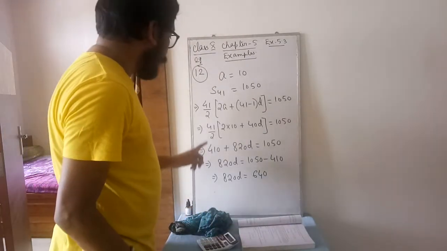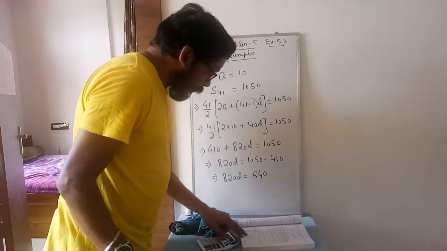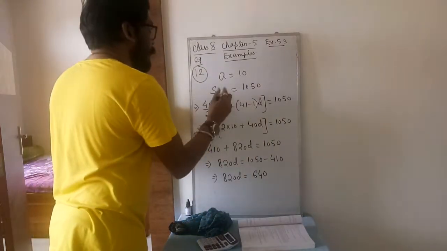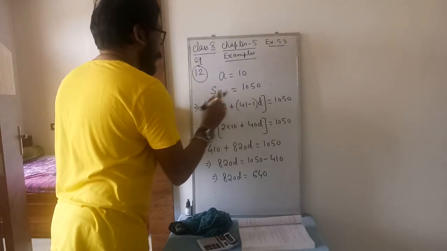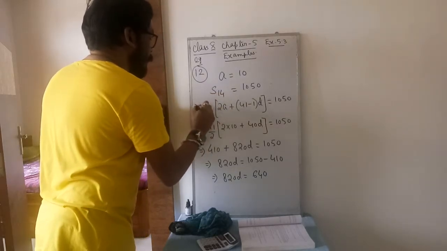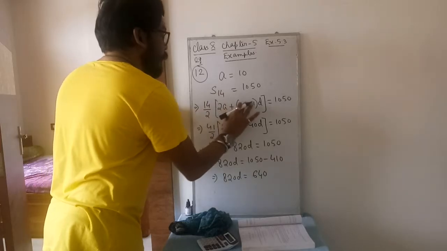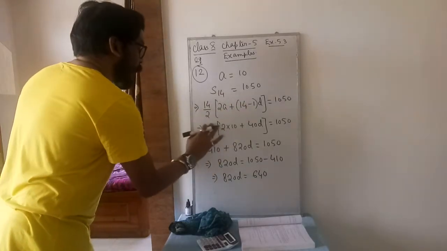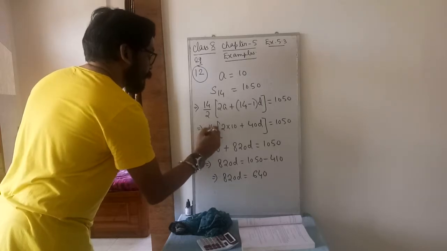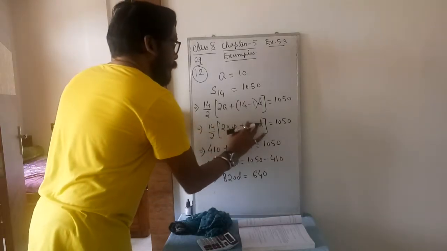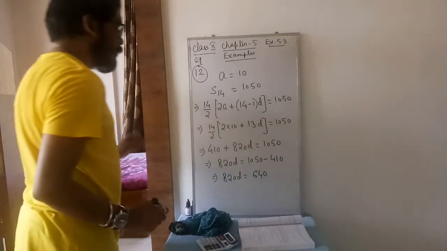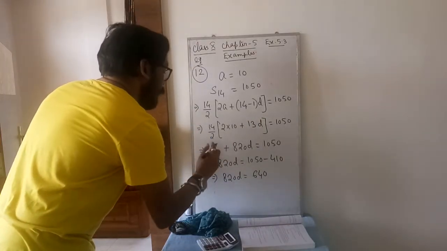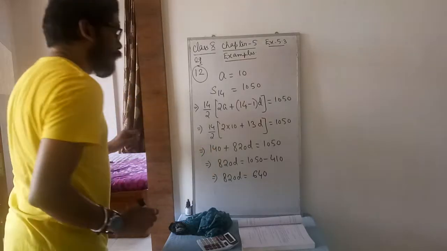First term 10. So it is not 41, it is 14 terms. Okay, it is 14 terms, it is 14, not 41. So here it is 14, so here it will be 13d. So 2 cancel, 140.